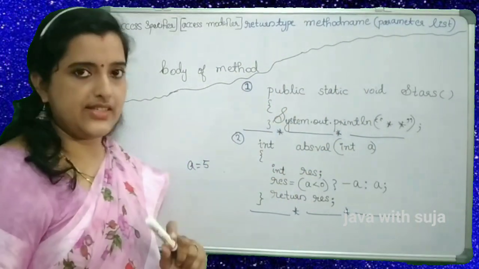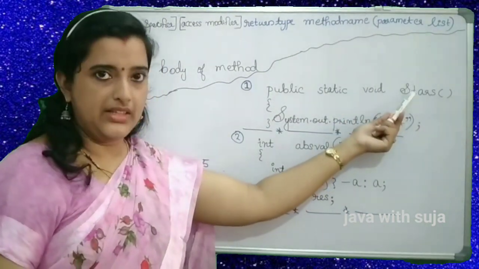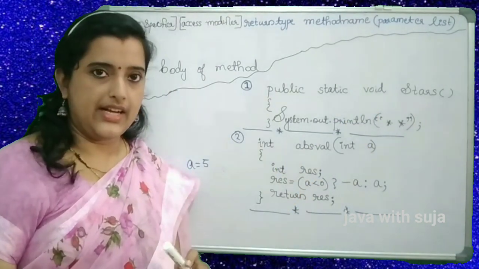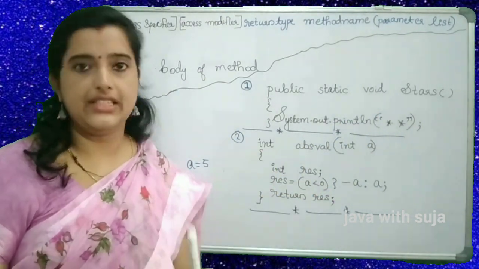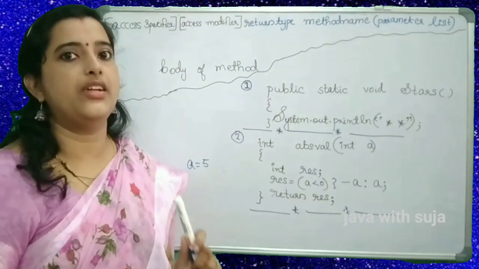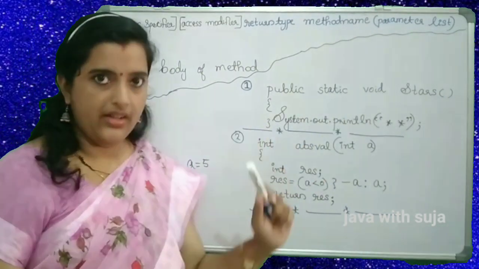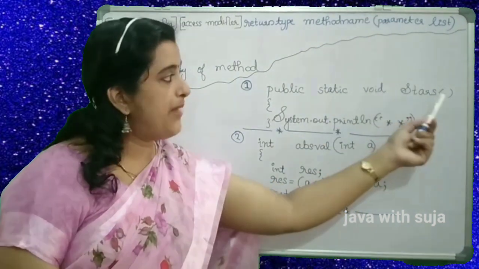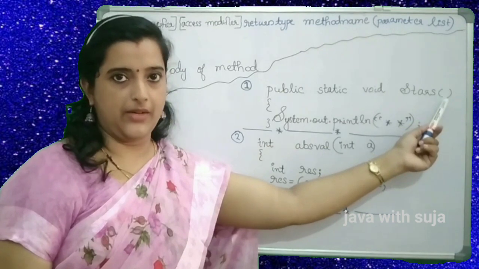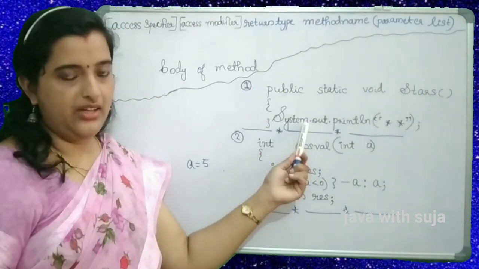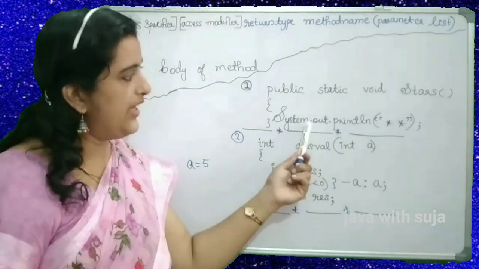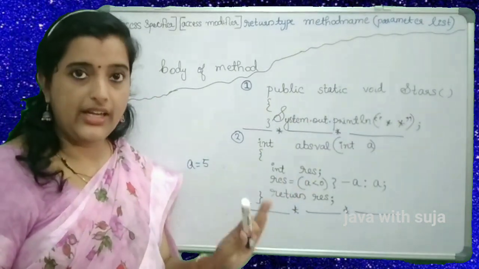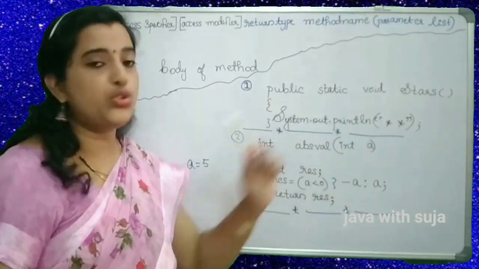So in the first example, the return type of the method stars is void. Void means that this function will not return any value. That is why we have included the return type void. And you can see that here the parenthesis is empty. That means the parameter list is empty. Now see the body of the method. Here I have included only one println statement. So this function will not return any value. Instead, it will print 2 stars.